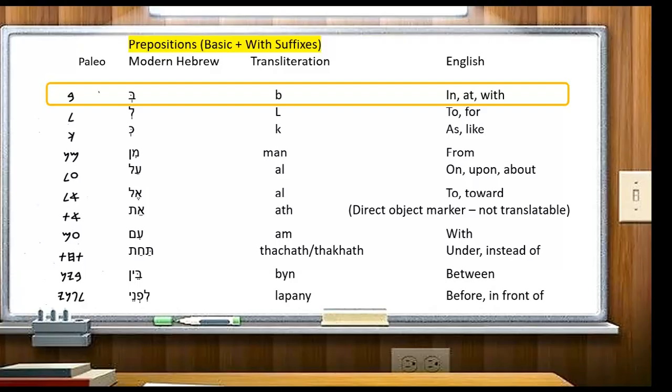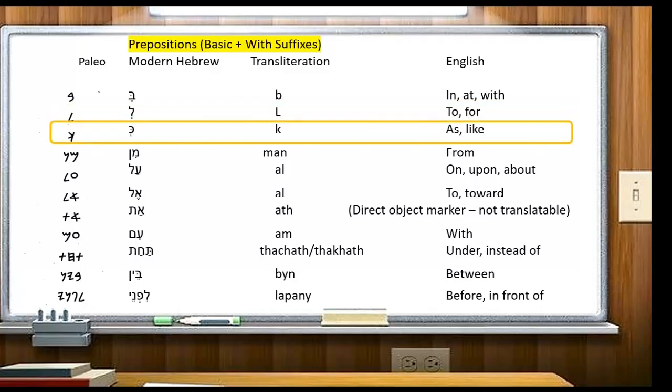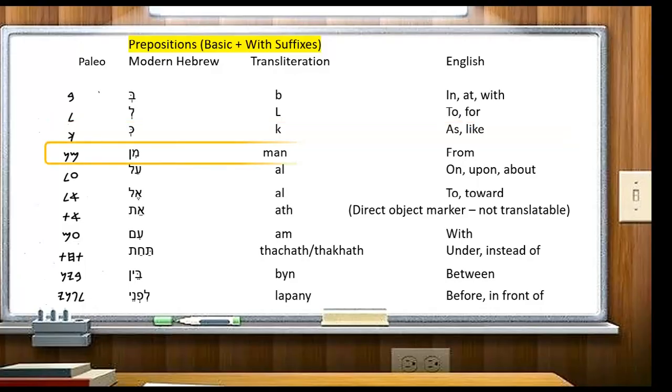Then we have the lam or lamad. When that is placed as a prefix before words, it means to or for, depending on the context. So l, to or for. When kaf, as in the K in the transliteration there, is placed before the word as a prefix, it means as or like. When the mem or men is placed before a word, it means from.